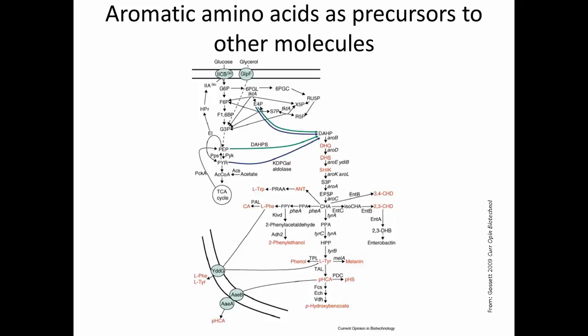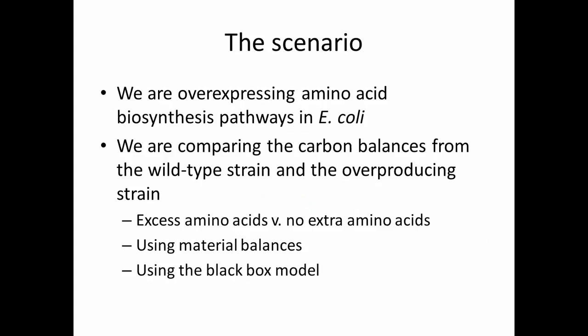But again, they're very useful, and they can be precursors to other types of molecules here. So things like melanin, phenol, phenylethanol, enterobactin, and things like that can be produced using these aromatic amino acids as precursors. So they can be used to make useful bio-based product chemicals. These aromatic amino acids can.